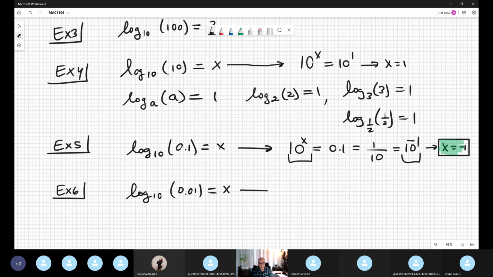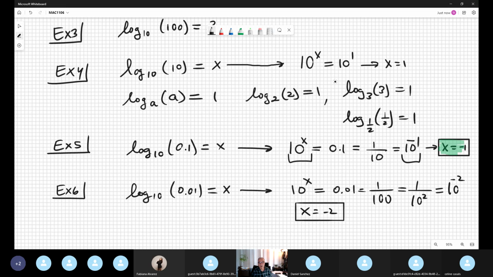I call it x. I try to convert it to exponential. This is 1 over 100, no? Okay, it's 1 over 10 squared, 10 times 10. And it's 10 to the minus 2, the reciprocal. Therefore, it's obvious that x is negative 2. Do you follow me? Do you understand very well or not? Sure? Yes.